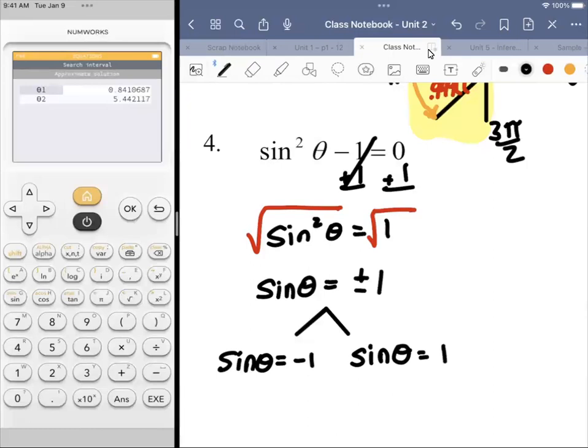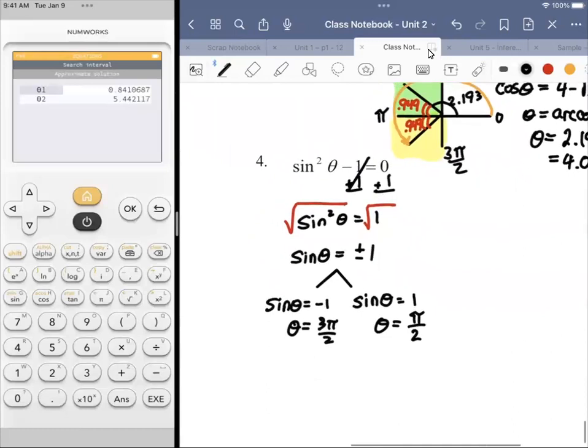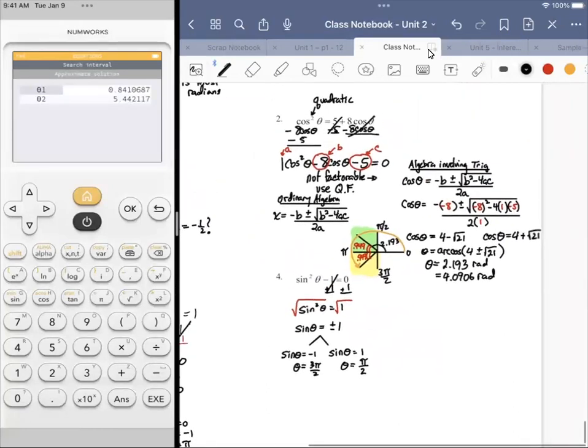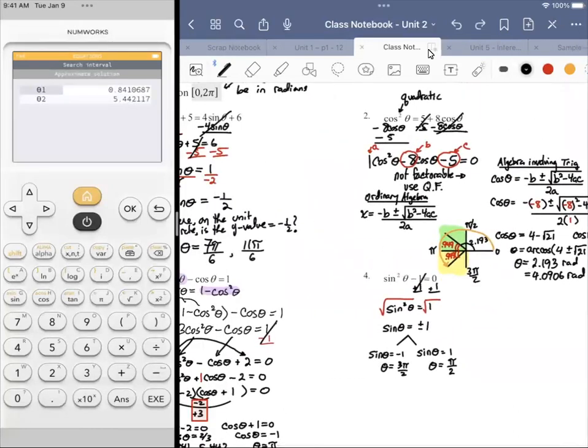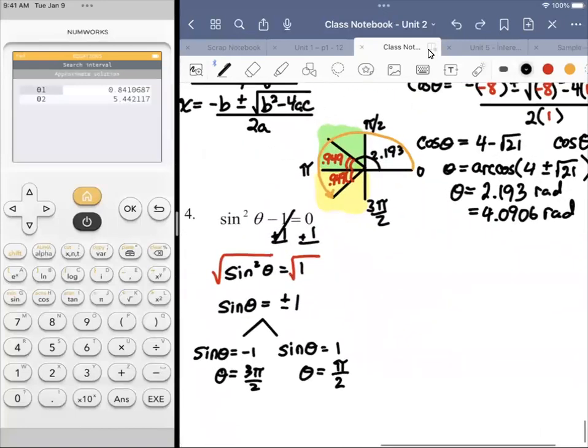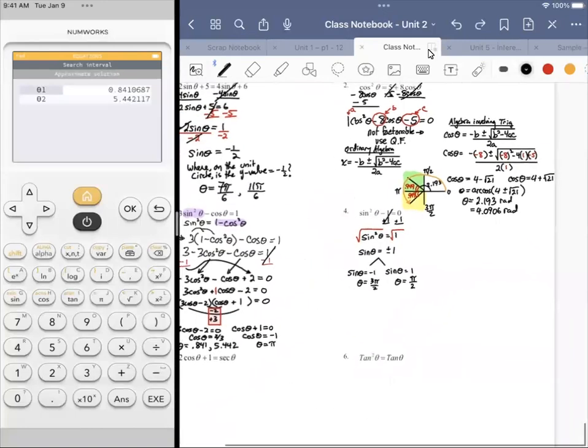So I would just be asking myself, where on the unit circle is the y value equal to -1? Only happens in one place. 3 pi over 2. Where on the unit circle is the y value equal to +1? Only happens one place, pi over 2. So, in comparison to all the stuff we had to write here, this is like 3 steps. All right.